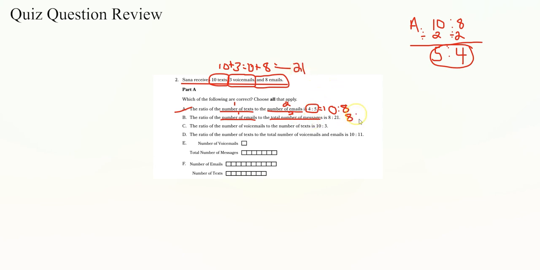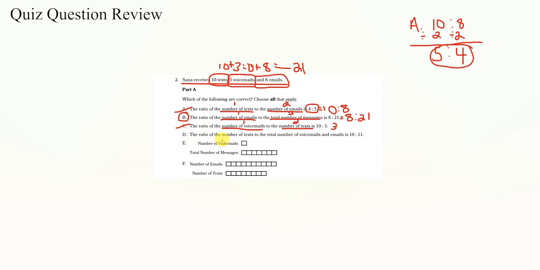So we've got to say 8 to 21. So we can see that this is equivalent. They are the same. So I'm just going to circle that one. Moving to the next one. The ratio of the number of voicemails to the number of texts. Voicemails is first. Number of texts is second. So we just need to count how many voicemails. 3. So I'm going to write that here. Guess what? We can already see this is not equivalent because this starts with 10. This starts with 3. Slash that out.